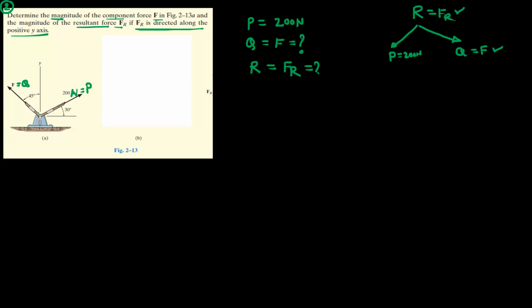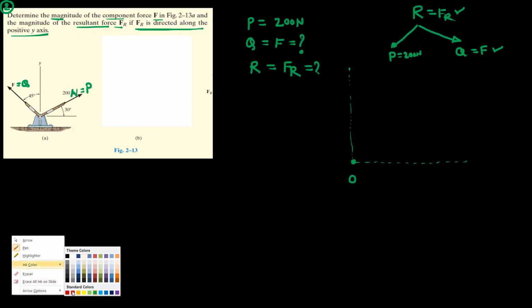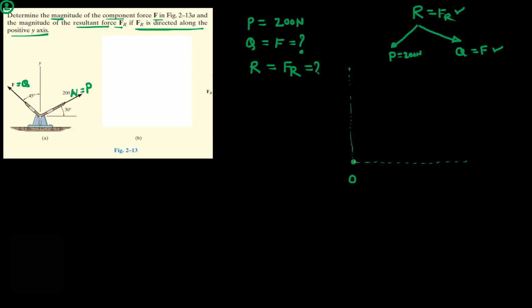So just draw the first simplified force diagram. This is the point of concurrency. Let us take this point as O. Construct a reference axis. So this is the x-axis, this is the y-axis. Now show the given forces with the given angles. So first is the force P, which is 200 Newton.